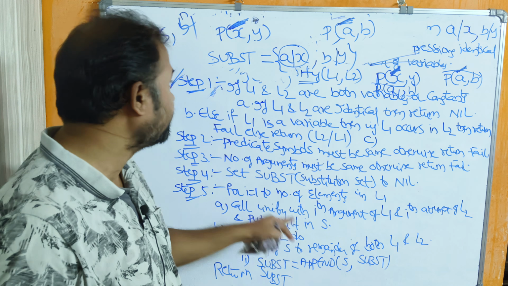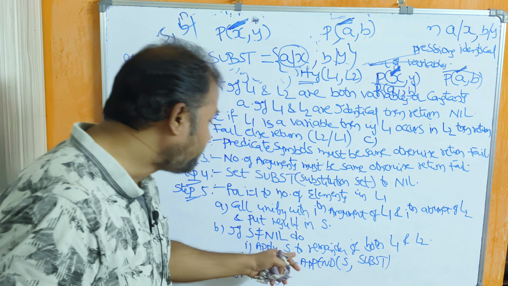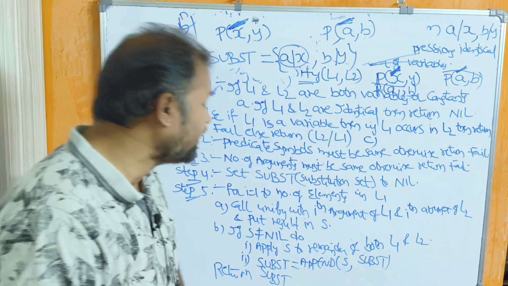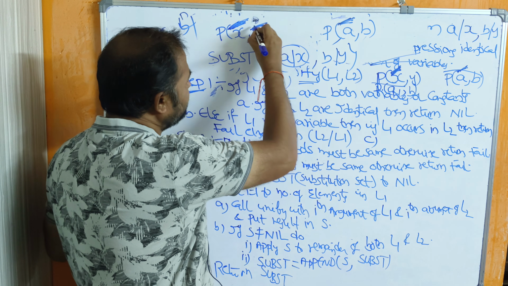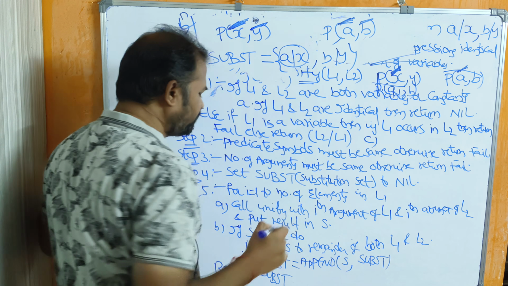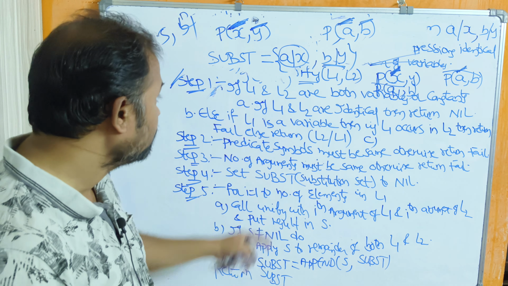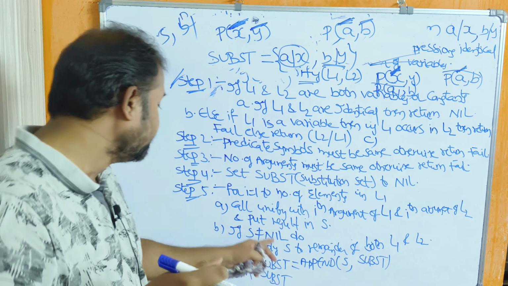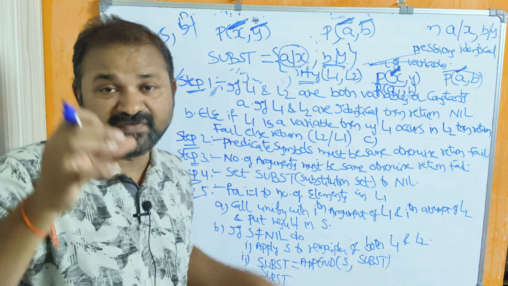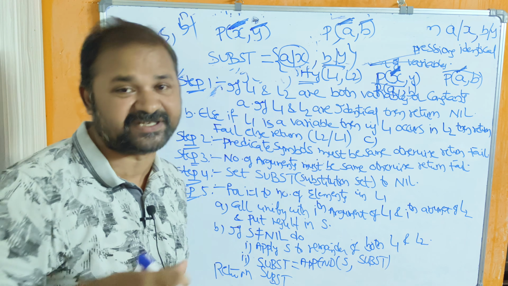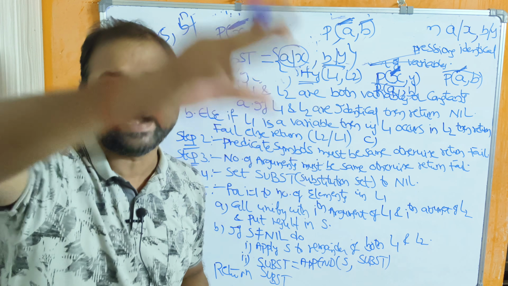If s is not equal to null, that means we have some substitution of the variables, then apply s to the remainder of both L1 and L2. So here the first argument is over. Now we need to compare the second argument of this one with the second argument of this one. Again we need to do the substitution. So now s will contain b by y. We need to store that s in the variable called SubST. So s contains only one substitution, whereas SubST contains the entire substitutions.